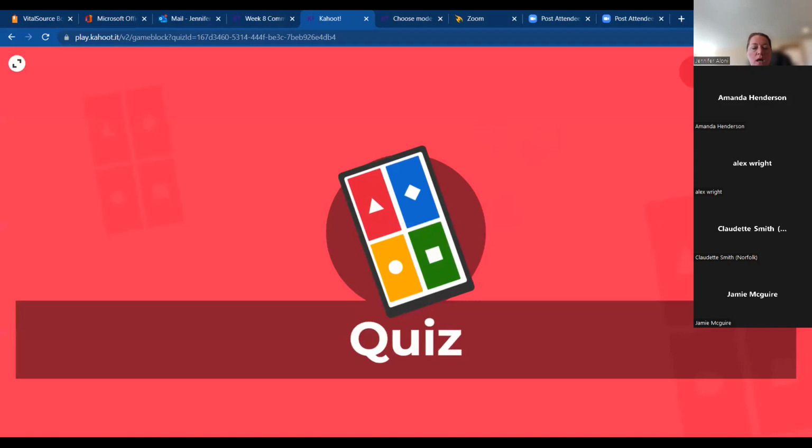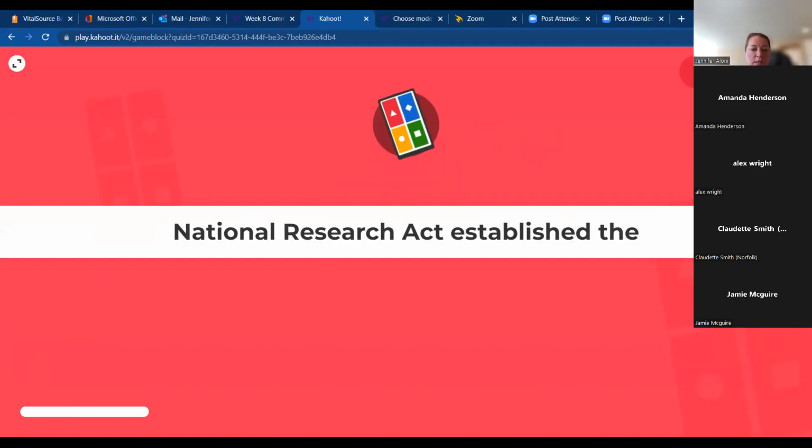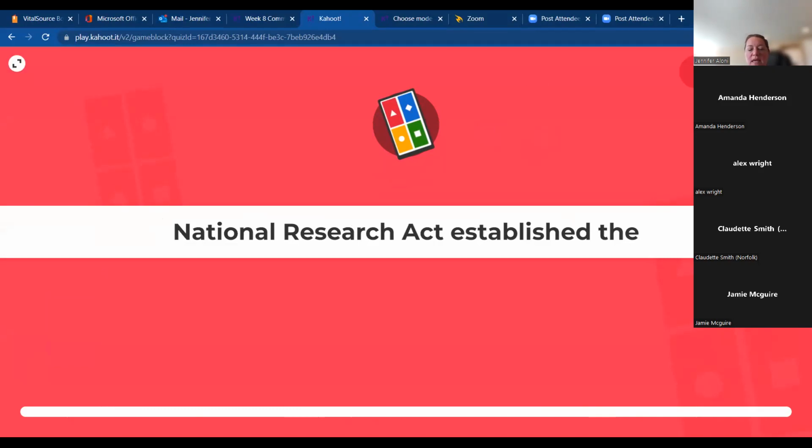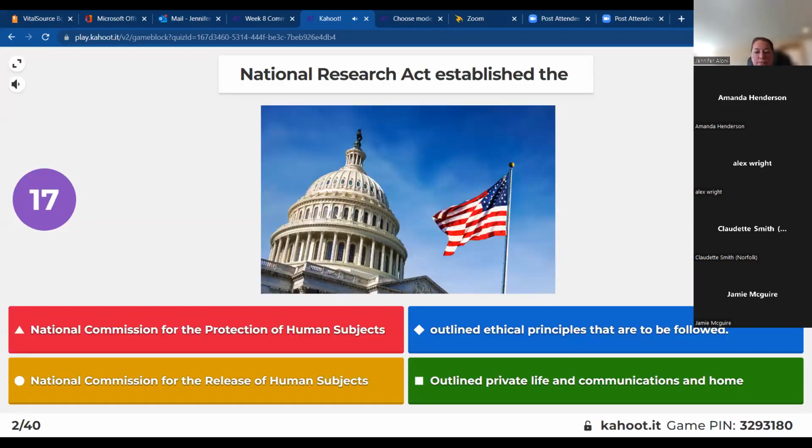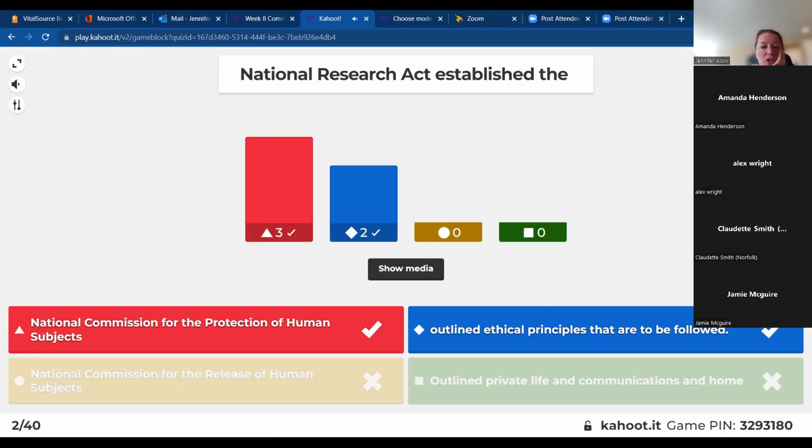All right, good. Number 2, multiple choice. National Research Act established the... I don't think we went over this in this review, but take a guess. It's the best you could do. All right, so it did two things here. So you guys figured out protection of human subjects, which was good, National Research Act. And the ethical principles that you follow is our National Research Act. Pretty good, you guys did pretty well on that one.